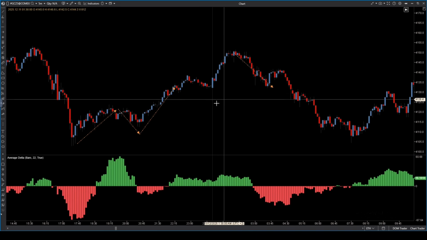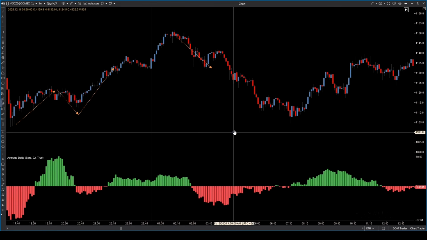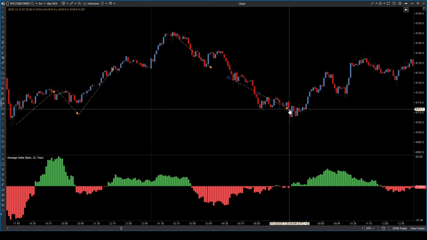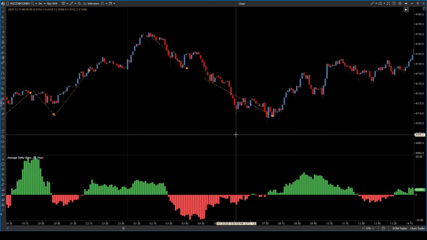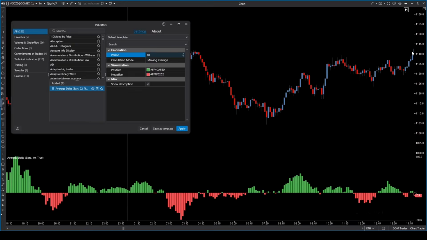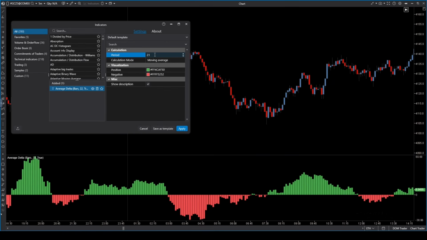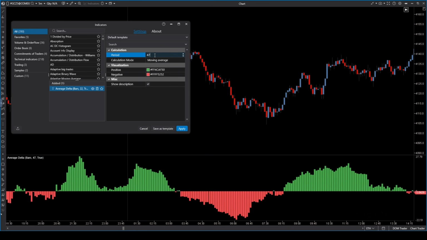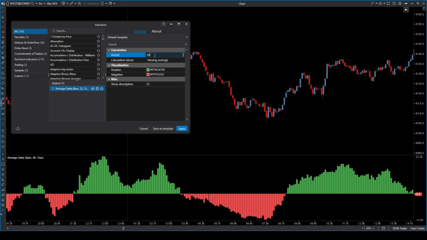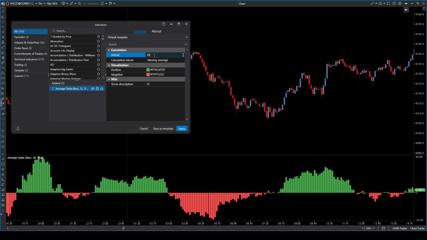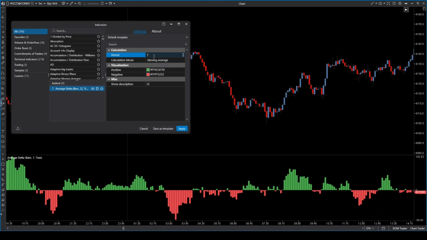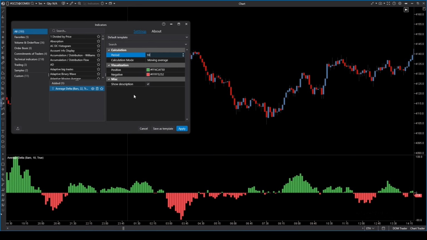On the chart, the indicator appears as a histogram below the price. Green bars represent positive delta, and red bars represent negative delta. The main settings. The period. Over how many candles the average delta is calculated. The larger the period, the smoother the line, and the more focus there is on the overall trend. A shorter period makes it more sensitive to current fluctuations.